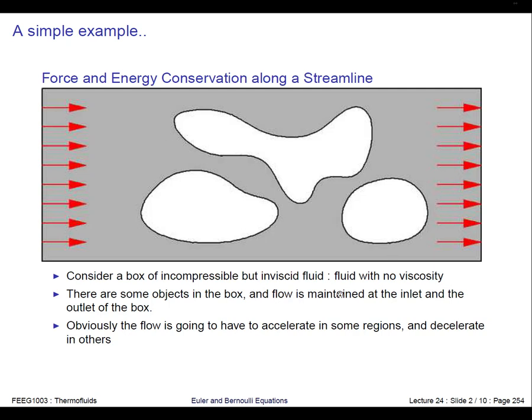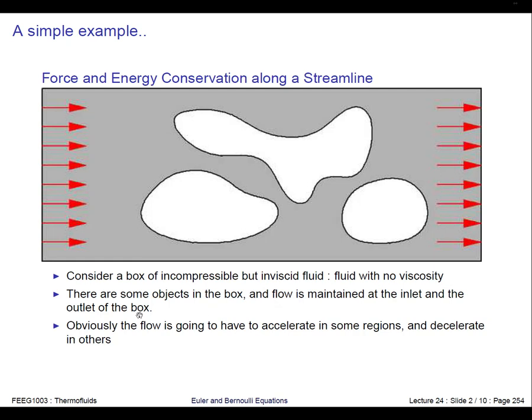And we're going to make some assumptions. We're going to assume it's an incompressible fluid and it's inviscid. So that's a fluid with no viscosity, and what that means is the no slip boundary condition at a wall does not apply. So we can have a flow velocity at the wall. Okay, this is one of the key assumptions about the Bernoulli and the Euler equation.